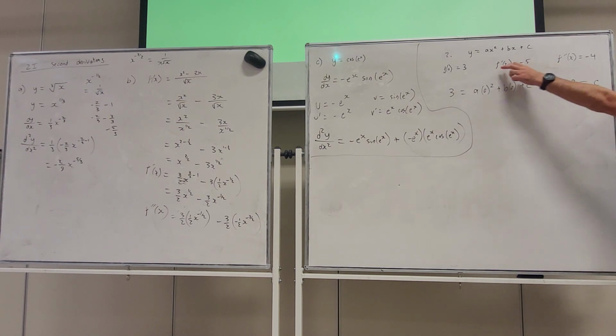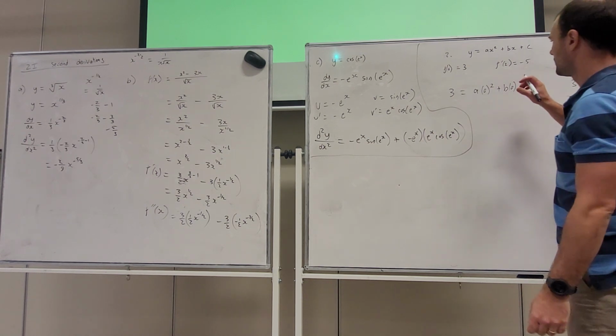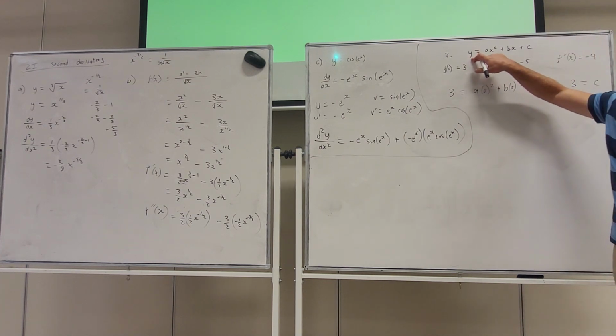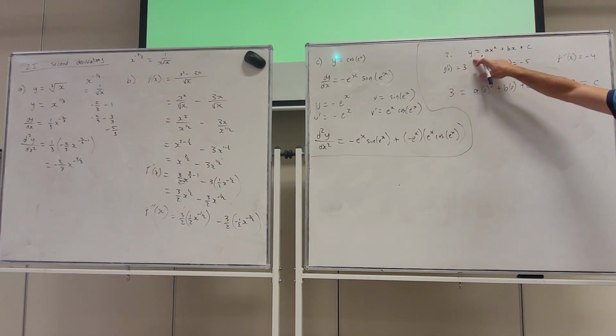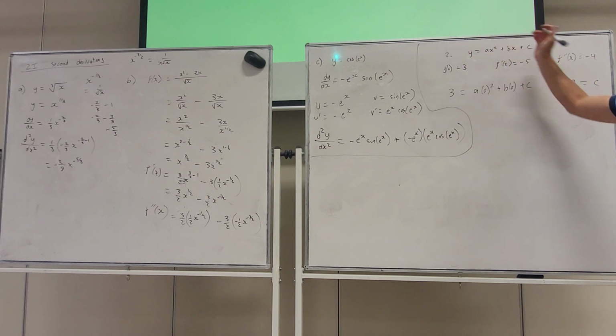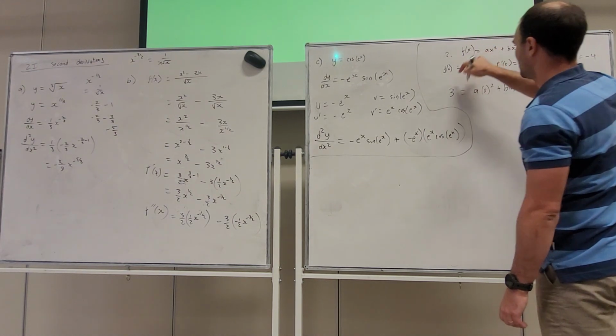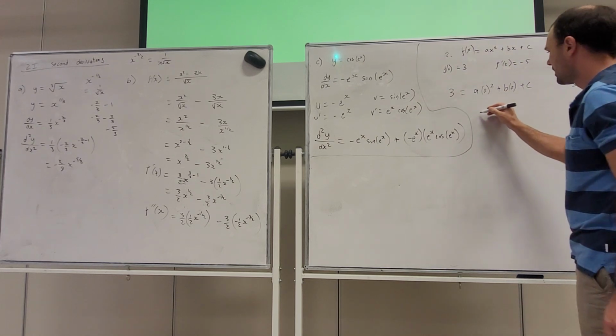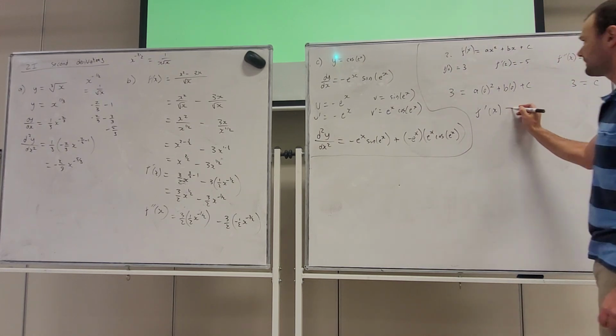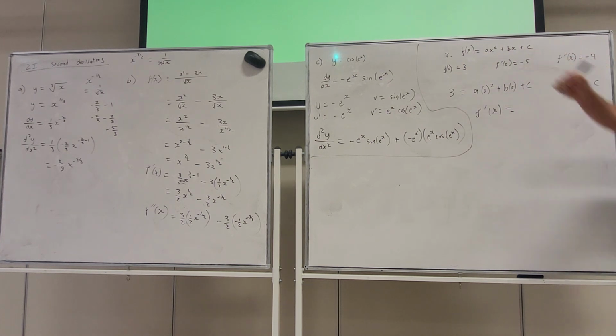It says f dash of 2 is minus 5. That means we need the first derivative. All right, so in the book, does it say y or does it say f of x? Y. All right, so I should fix that. I'm just going to change it to f of x because we've written these out in terms of f. All right, so if I'm going to find f dash of x, and you can differentiate this even though you don't know the values of a and b and c.